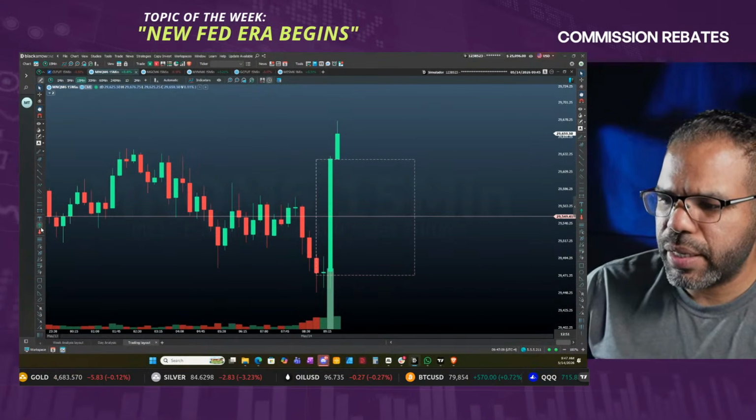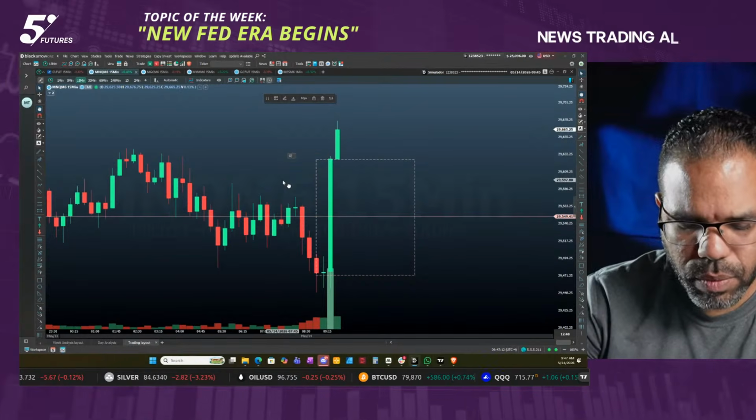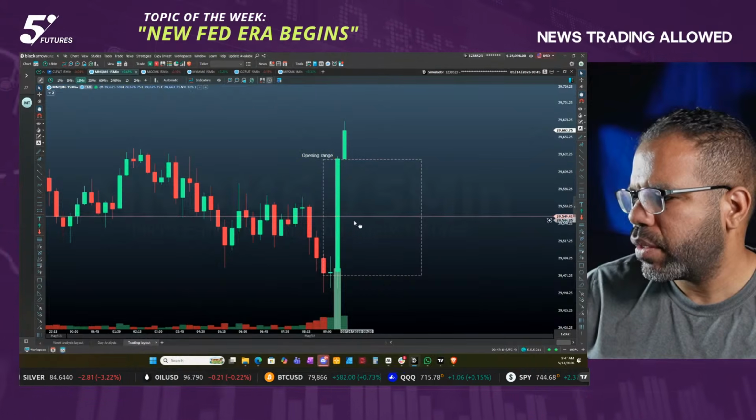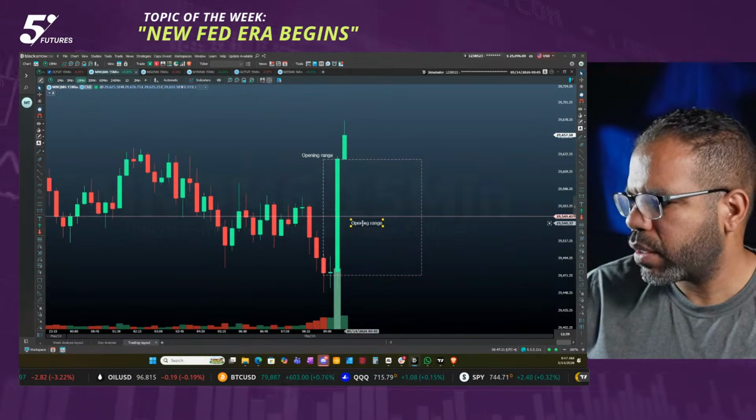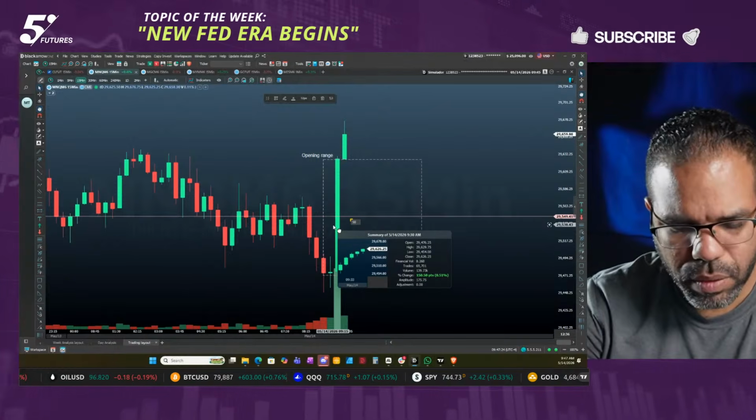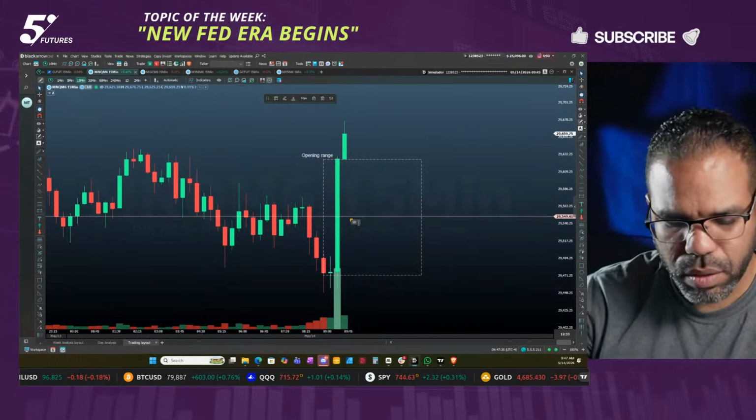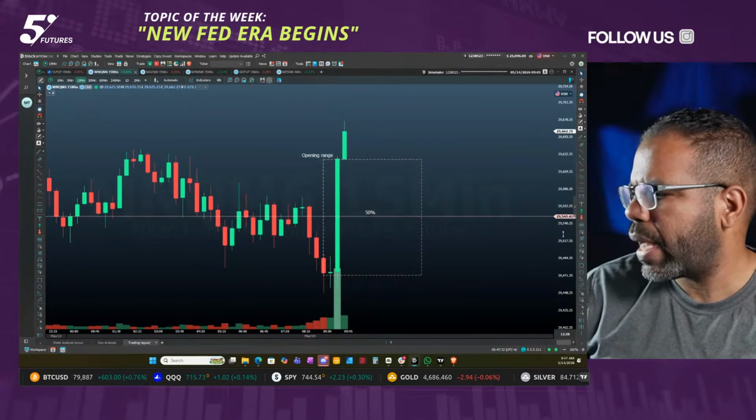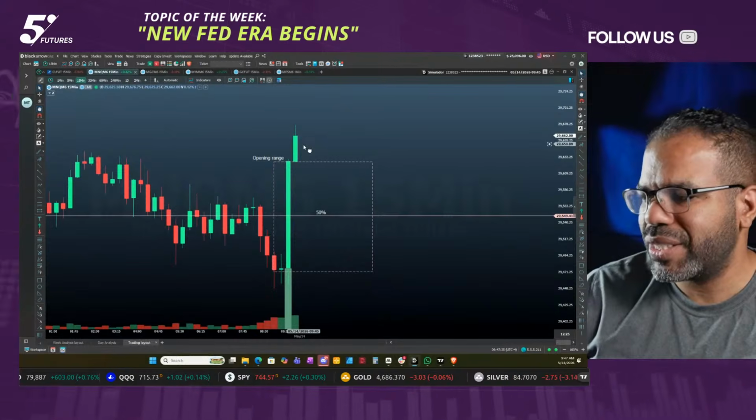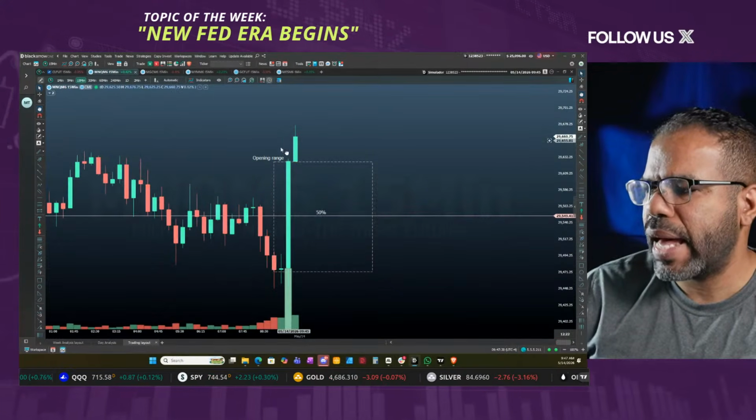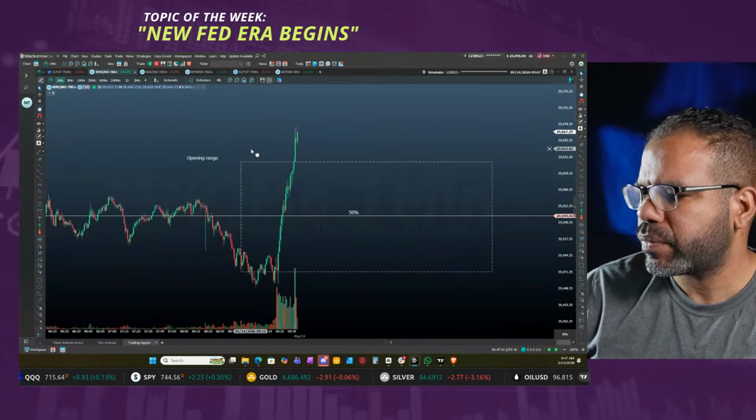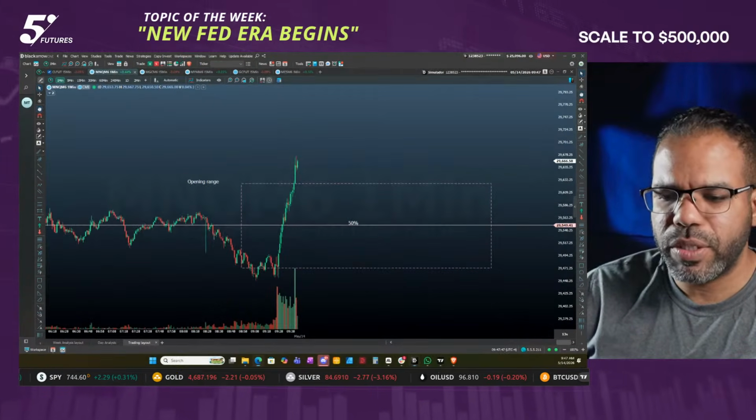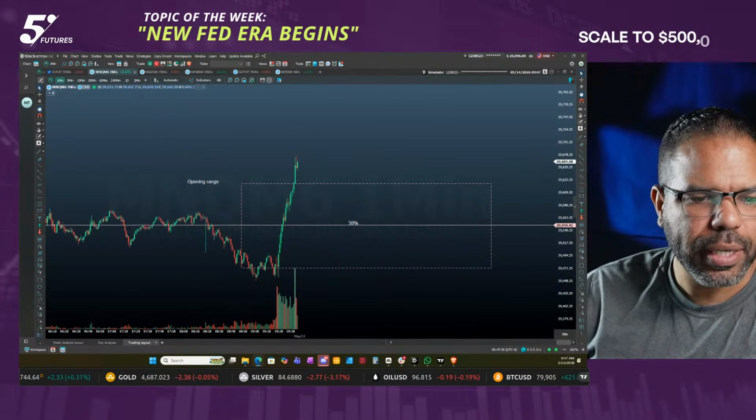So we'll say this is our opening range right here, 50% right here. So now that we've broken out of the range, this is a very clean breakout. We want to see how we behave around here. Possible targets.